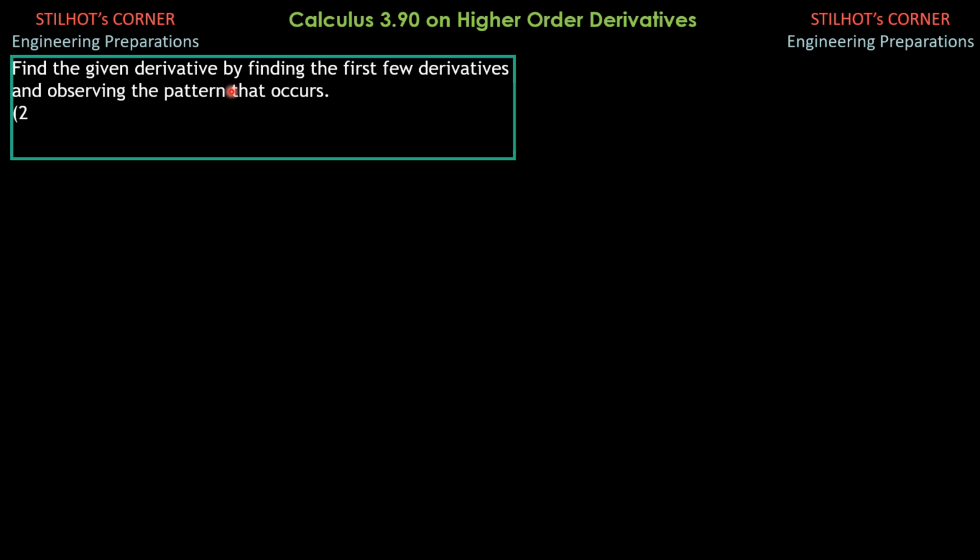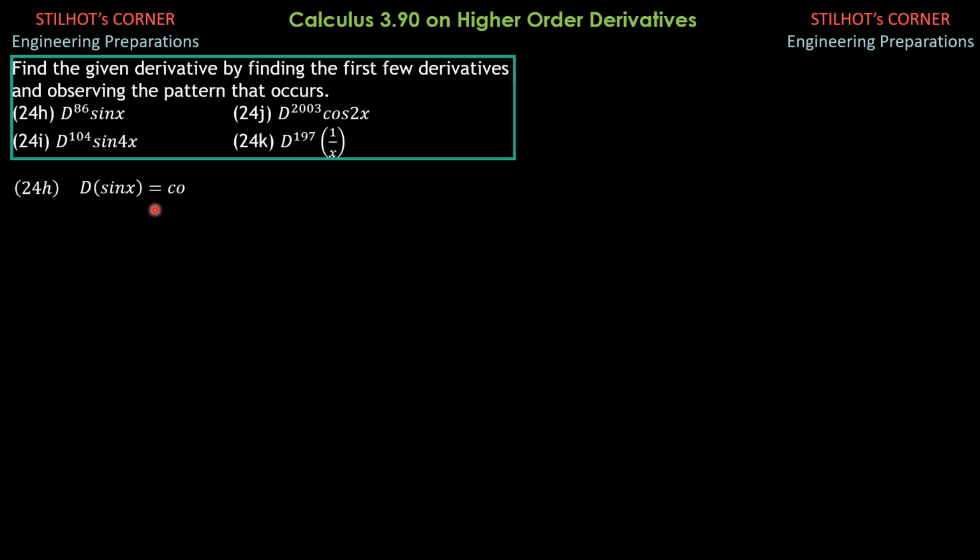Find the given derivative by finding the first few derivatives and observing the pattern that occurs. These are differential operators. The 86th derivative of sine x. The first derivative is the derivative of sine x, which is cosine x. The second derivative is the derivative of cosine, which is negative sine x.